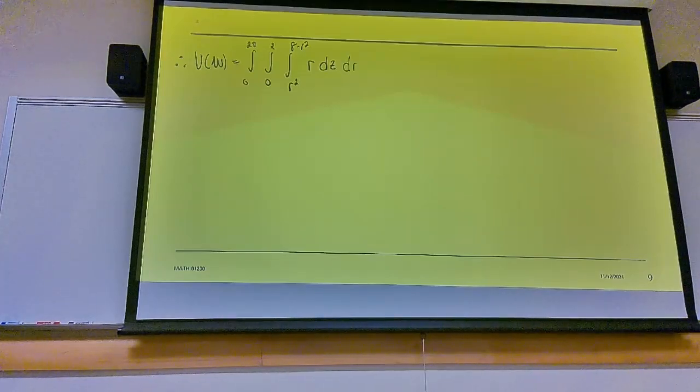Now we have to evaluate it. Well, we can integrate with respect to theta to get 2 pi. We can also integrate with respect to z. What do you get if you do that? 4 pi total, right? R times 8 minus 2R squared. So 8R minus 2R cubed.